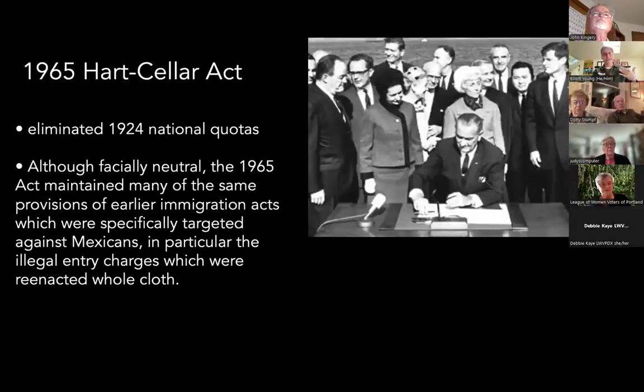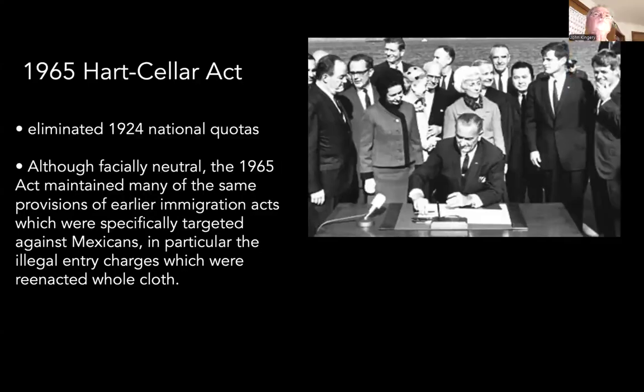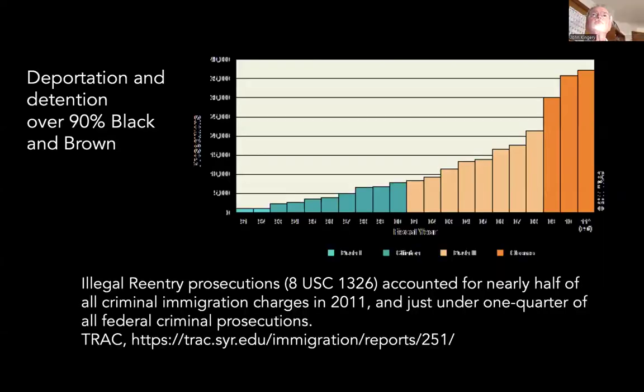So let me skip ahead. 1965, the Hart-Celler Act eliminated the national quota. So facially, all of a sudden, you have neutral quotas, which are equivalent for all of the countries. But what this law does is, in fact, slam the door shut on Mexican migration, whose numbers were historically much larger. And specifically, it increases the charges for illegal entry. And so that ends up becoming targeted specifically against Mexicans.